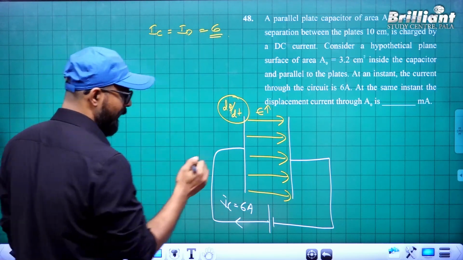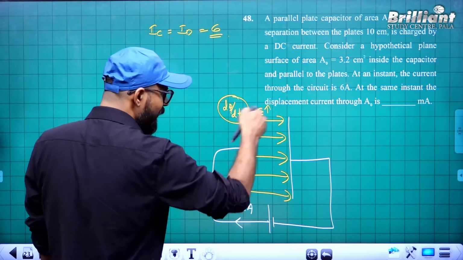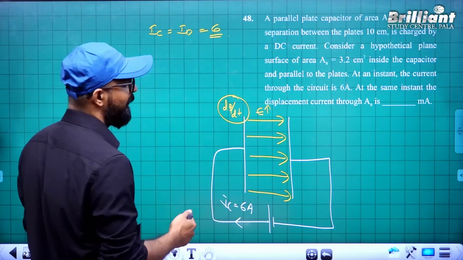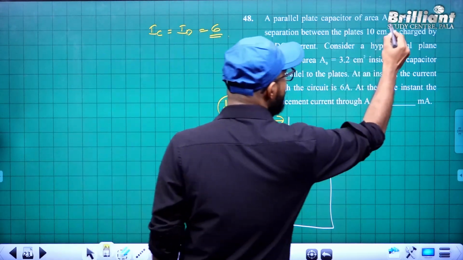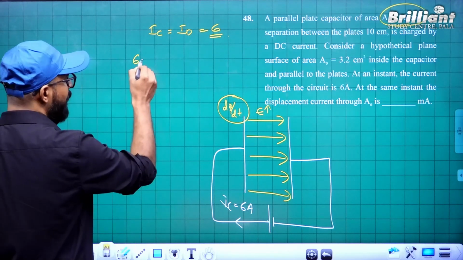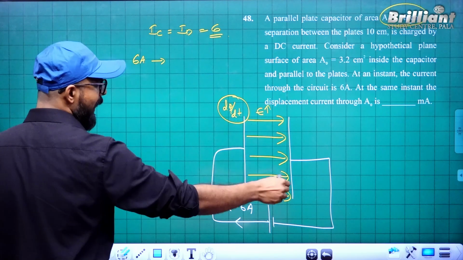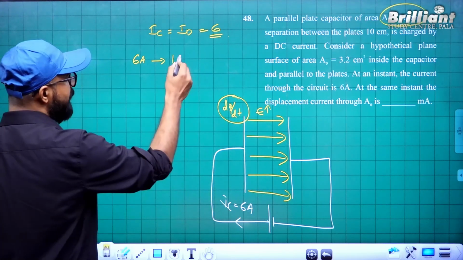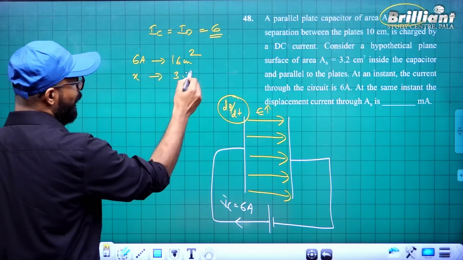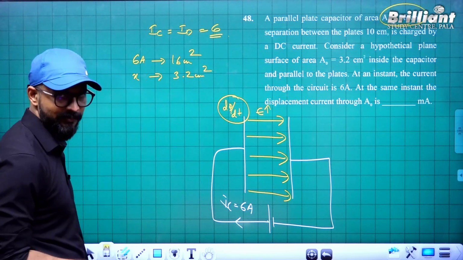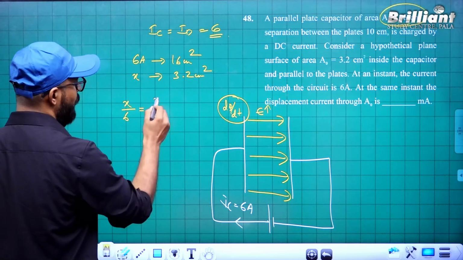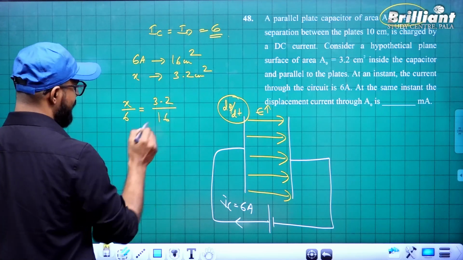And this 6 ampere displacement current is completely between these particular plates of the capacitor. And the area is given by 16 centimeters square. So that means 6 ampere current is passing through that area of 16 centimeters square, clear? And what is the current passing through 3.2 centimeters square is the question. Clear? What we can do, 6 by x is equal to 16 by 3.2.